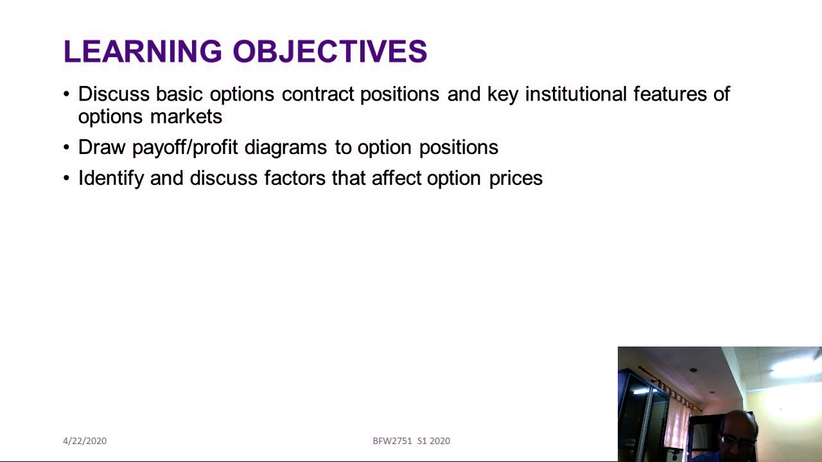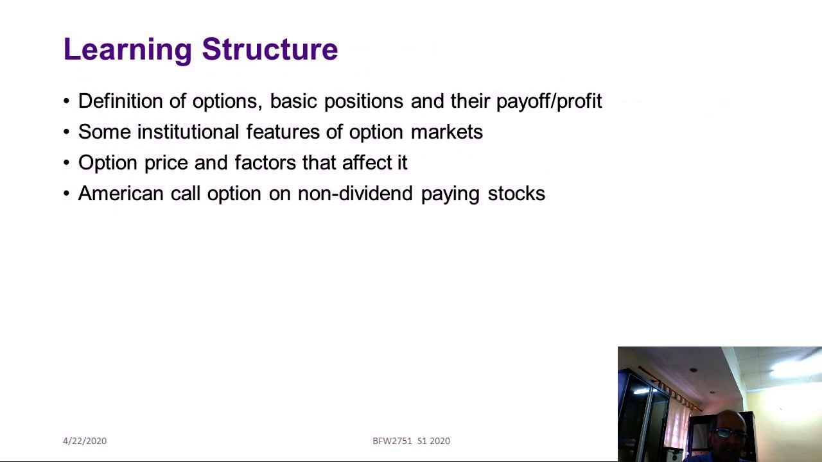Okay. Now let us get into the lecture. The learning structure today is the definition of options, the basic option positions we're going to learn, and their payoffs or profits. Payoffs have the gross nature, profit is the net nature. Some institutional features of option markets we'll discuss. Then we'll get into option pricing, the factors that affect option prices. And we will also discuss the two types of option styles. We have American options and we have European options. Specifically, American call options on non-dividend paying stocks are something quite unique. Let us look at it later.